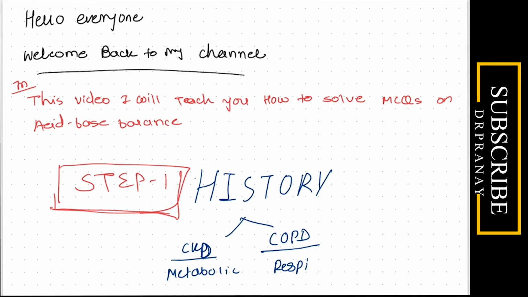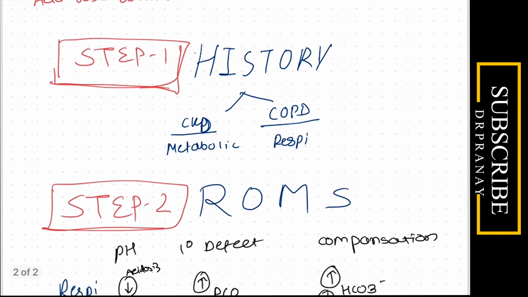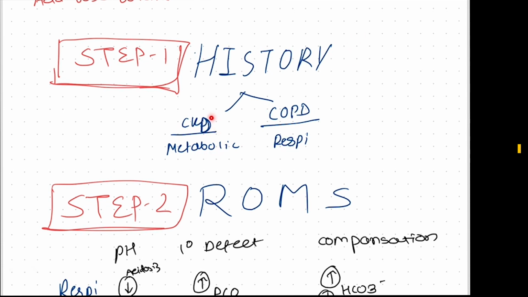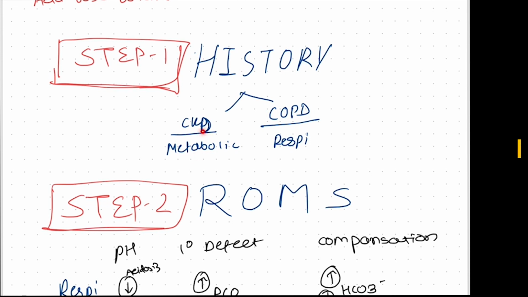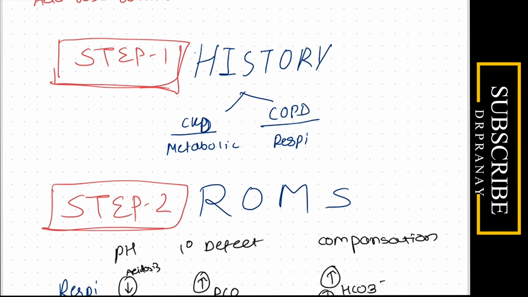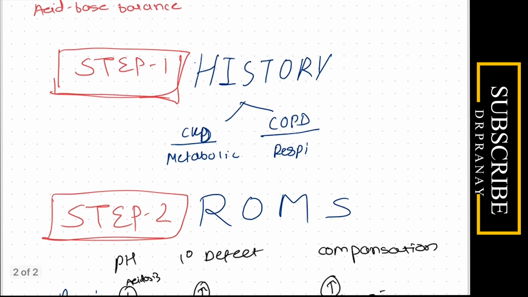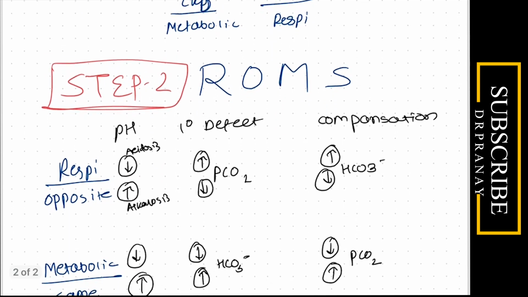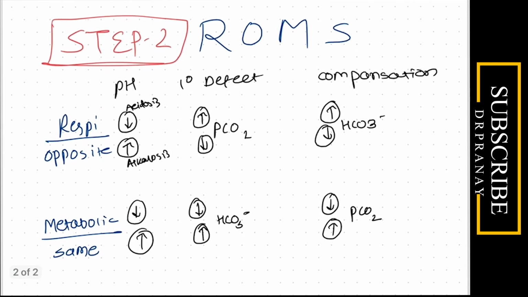First step is history, based on which you will decide whether it is metabolic or respiratory. Like if there is a problem in metabolic system like chronic kidney disease or something, you will say that primary defect is metabolic, and if patient history is something like COPD or respiratory failure, you can say the primary defect will be respiratory.